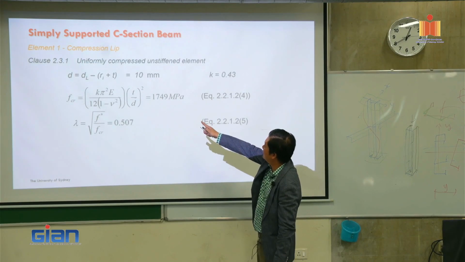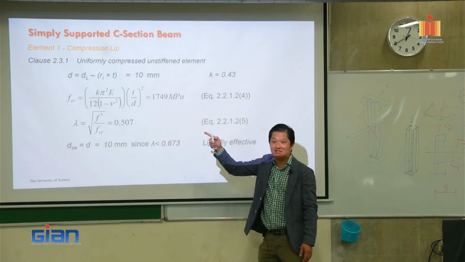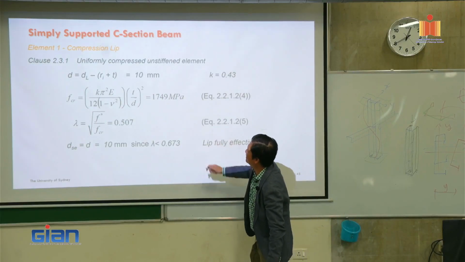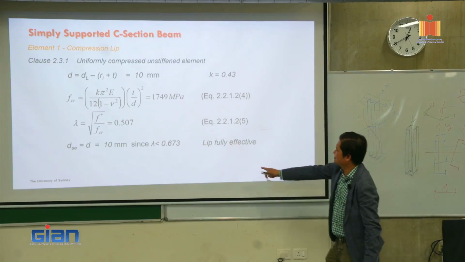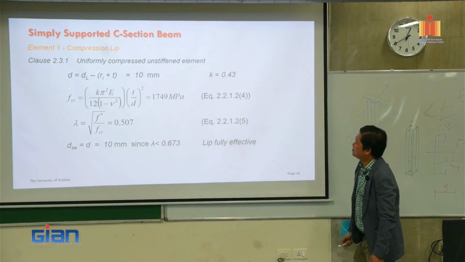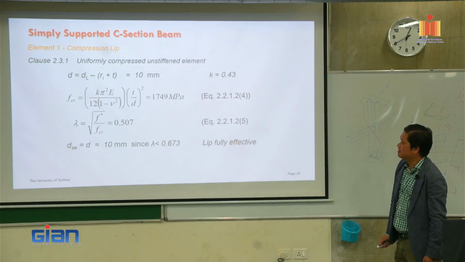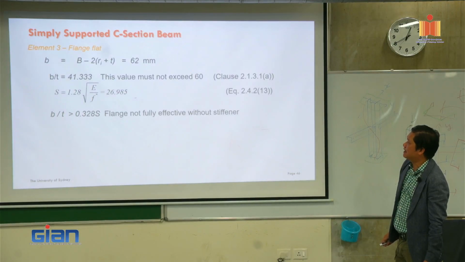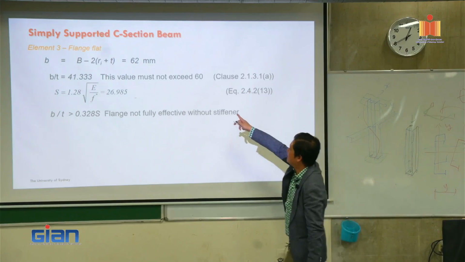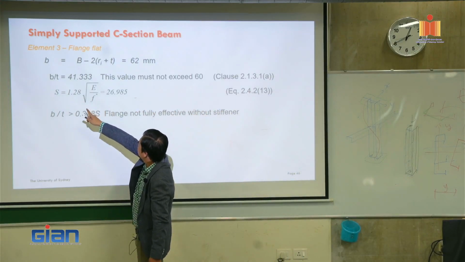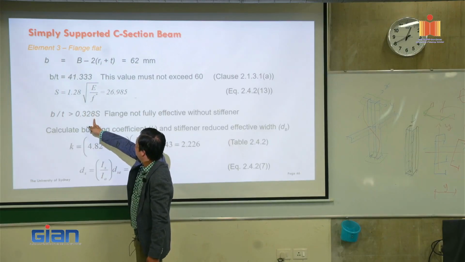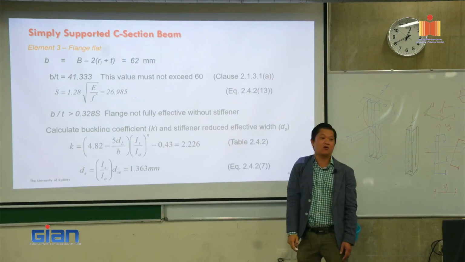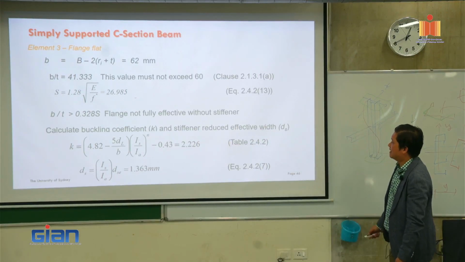We calculate the lip. But interesting in this section, the lip is fully effective. Okay, sorry, it's because it's less than this one. So exactly the same as the one that we calculated in the column. Then we can calculate RS. Then I move to the flange plate, and we follow exactly the same. We calculate B on T, and we calculate S, and then we put in this equation. It is smaller than that one, and then we say that the flange is not fully effective, and we can calculate K.